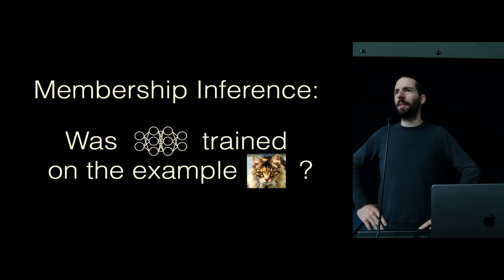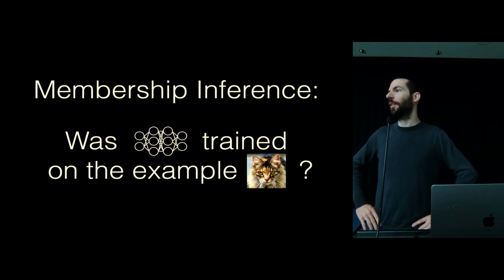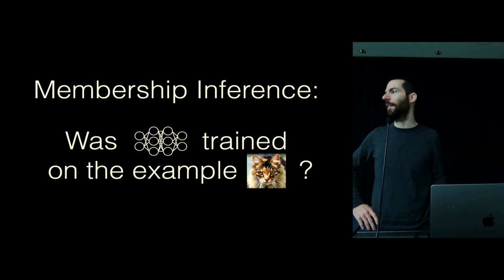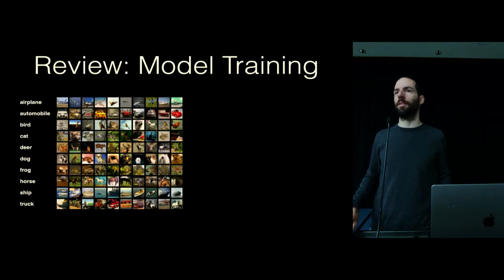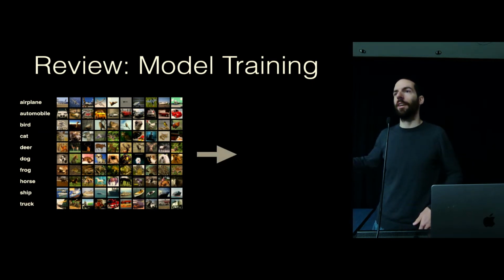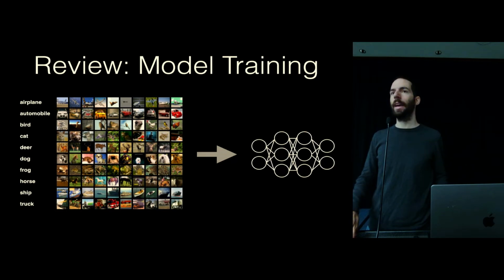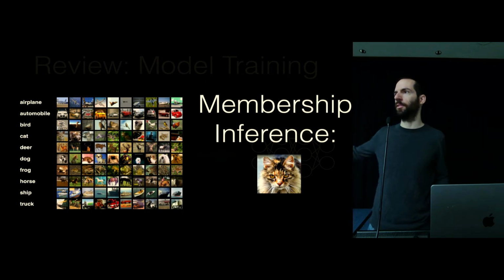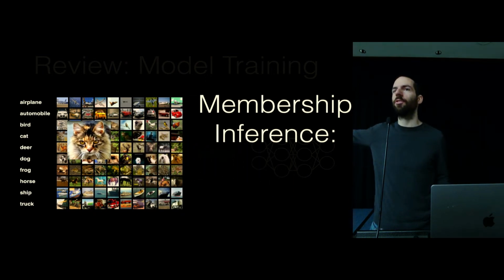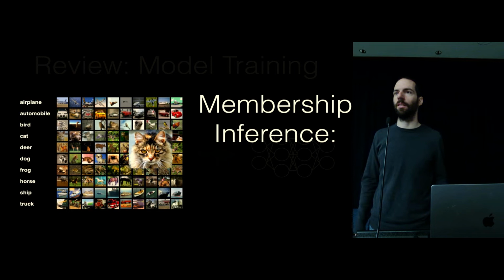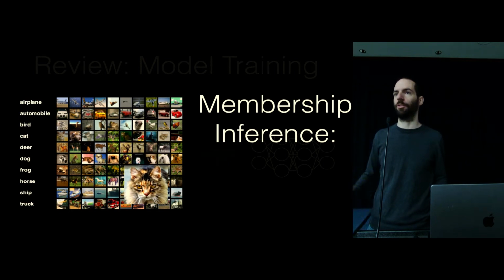So a membership inference attack asks a very simple question, which is, was some particular machine learning model trained on a given example? Recall that the way that machine learning models are trained is you have some training data set, and then from here you use some algorithm like stochastic gradient descent to get some machine learning model out of this. And all that we ask for membership inference is, we have this image, maybe of a cat. Was this image, or any of these images, contained in the training data set? It's a very simple question.